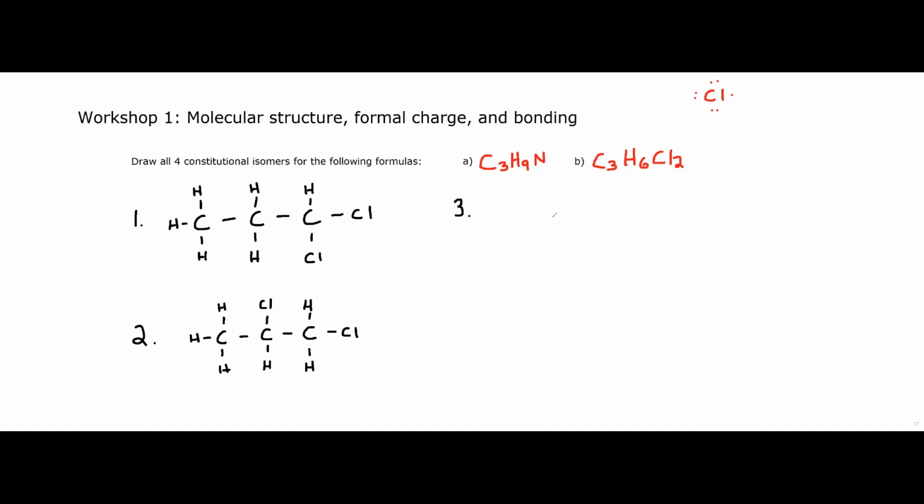Structure number 3. Let's move that chlorine in the middle all the way to the other side. Now we have chlorines on opposite sides, and all of the carbons have 2 hydrogens for a total of 6, so that one looks good.